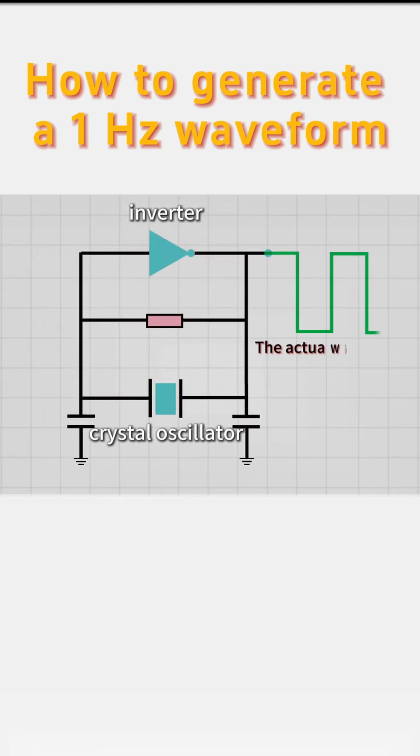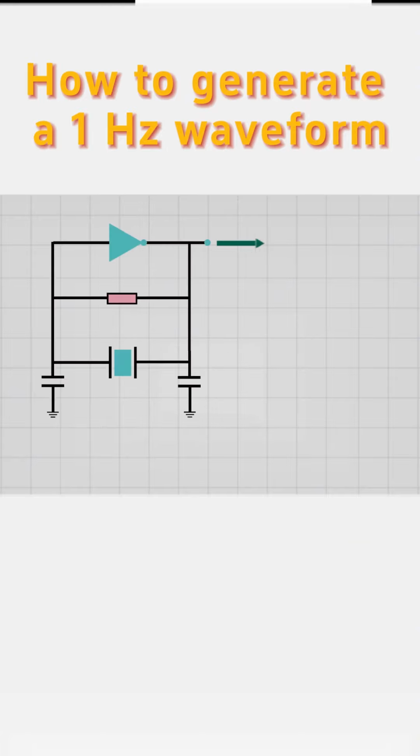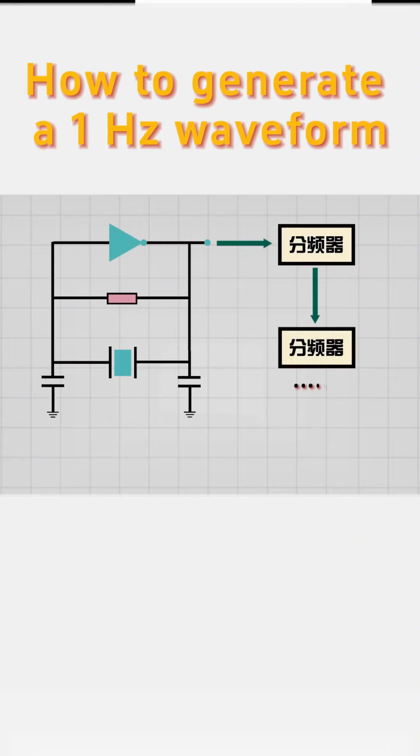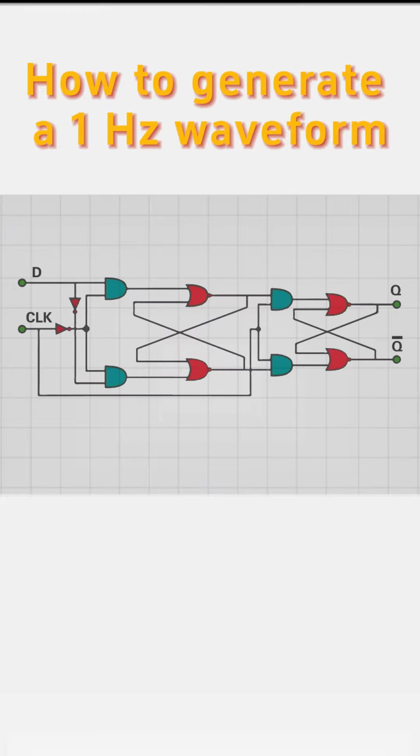can produce 32,768 cycles within 1 second. Since 32,768 is 2 to the power of 15, we can use a step-down frequency division method to divide 32,768 Hz down to 1 Hz. The key is how to perform the frequency division. Edge-triggered flip-flops can do this job very well.